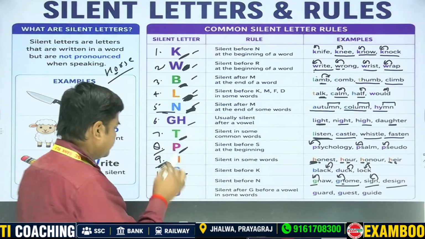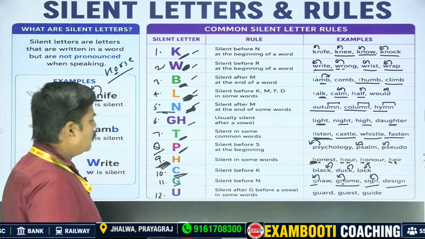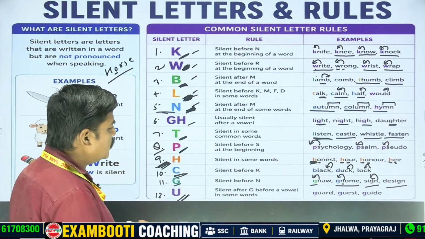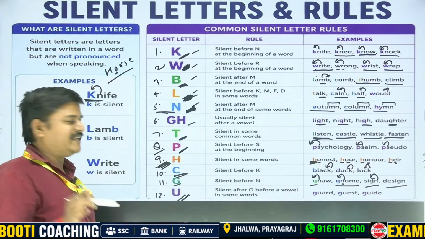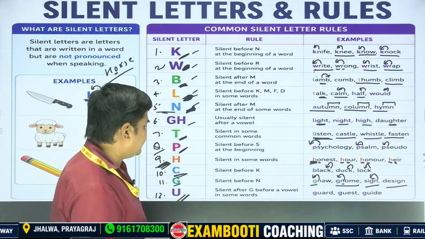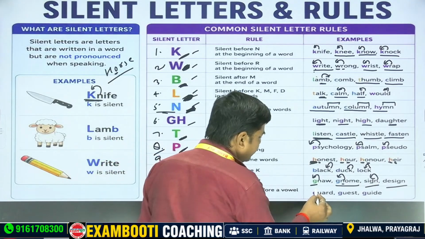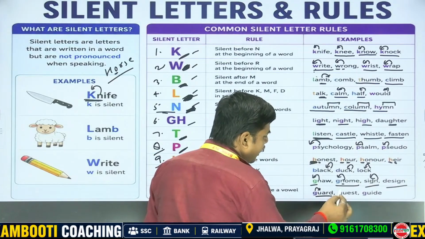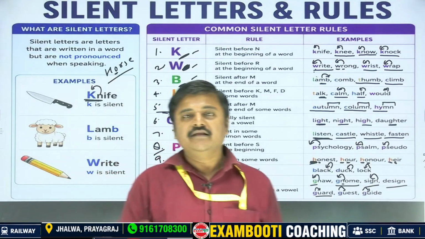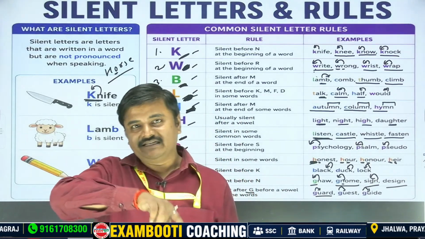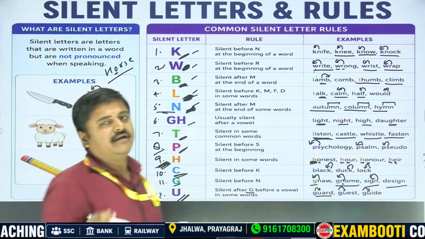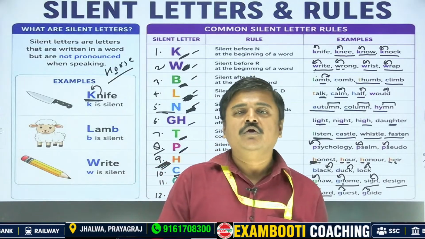And the 12th rule is related with the sound of U. Whenever you see U just after G, remember that, just after G, GU, like in guard, GU in guest, GU in guide. Whenever you see that in any particular word, remember that the sound of U will be silent.